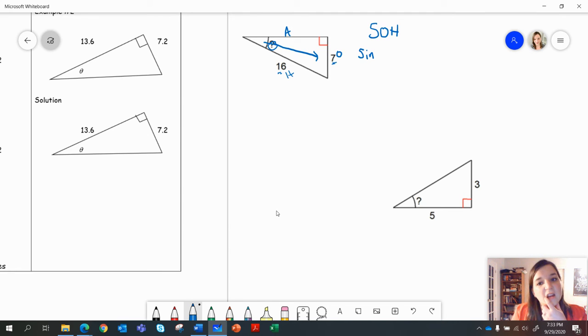So sine theta or sine question mark, sine x, however you want to write that, is equal to the opposite side, which is 7, divided by the hypotenuse, which is 16. And then you're actually going to divide out 7 by 16. We get 0.4375.